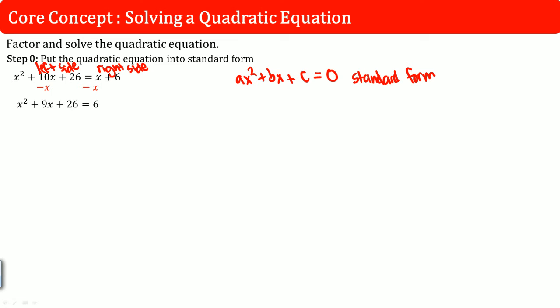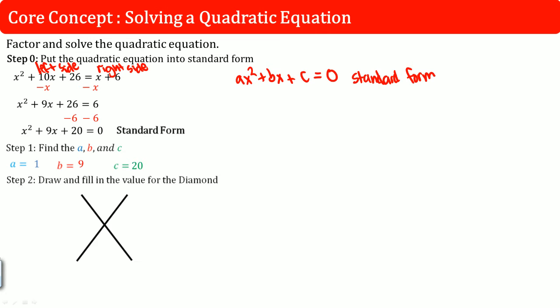You get x squared plus 9x plus 26 equals 6. Subtract 6 from both sides. You get x squared plus 9x plus 20 equals 0. This is now in standard form. Then we repeat step 1. Find the a, b, and c. The a would be the 1, b would be the 9, and c would be the 20.